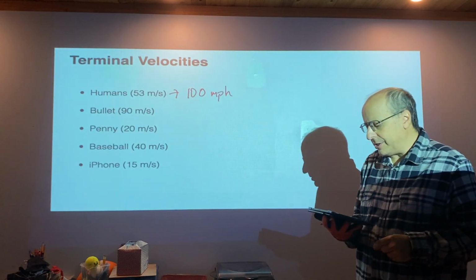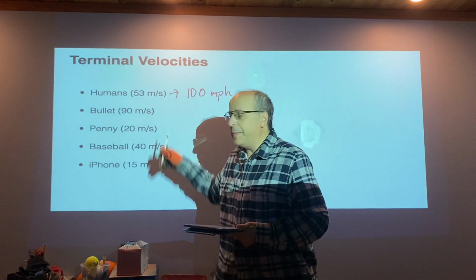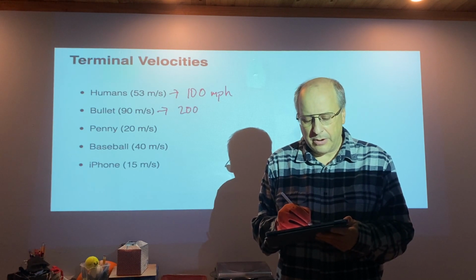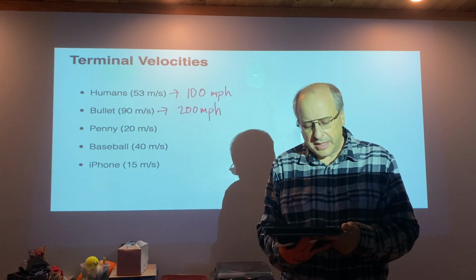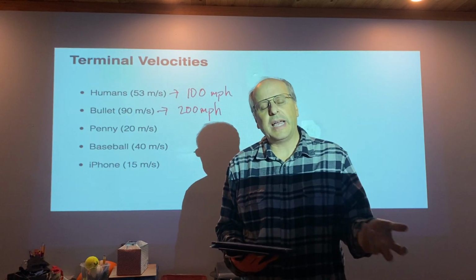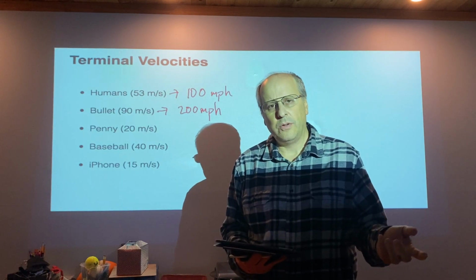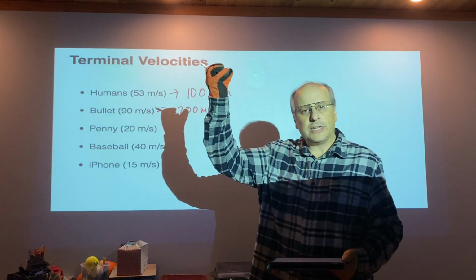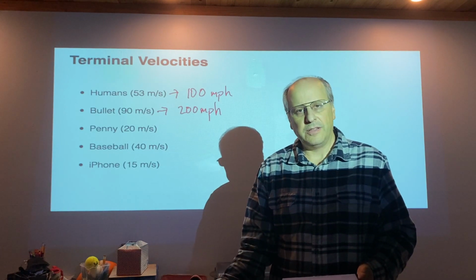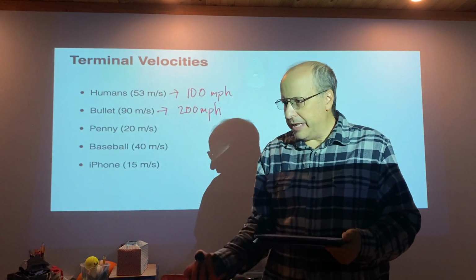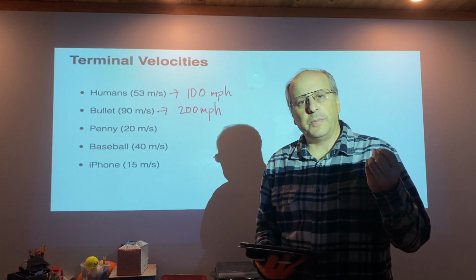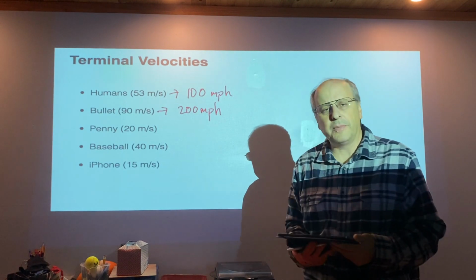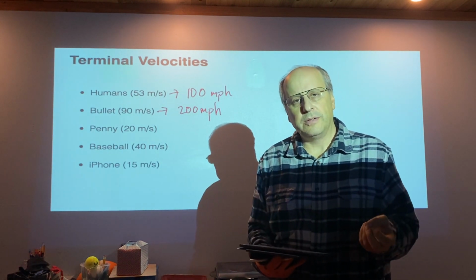So this is pre-parachute. You'll notice a bullet is about 90 meters per second, which is around 200 miles an hour. And the interesting thing about that is when a bullet comes out of the gun, it's going way faster than that. Which means if you were to shoot a bullet straight down out of a helicopter, the bullet would actually slow down as it fell. Although gravity is pulling it down, the air resistance would be stronger than gravity, and the bullet would hit the ground at only 200 miles an hour, much slower than it left the gun.